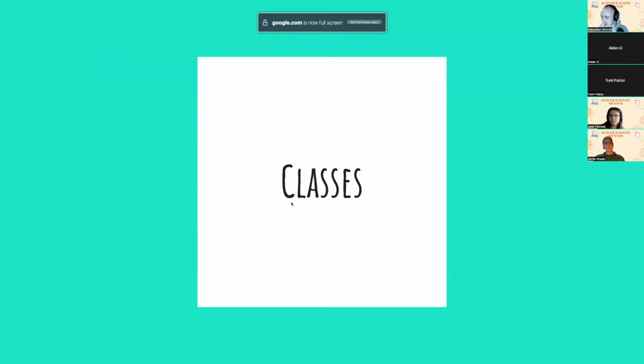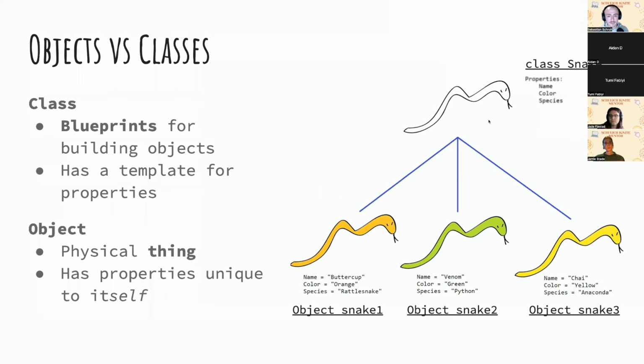Okay, so let's move on to classes here. The difference between an object versus a class can be a little confusing to start with because they can be kind of used interchangeably. But a class is more like a blueprint or a recipe for making an object, and it has templates for what you would expect to find in your object. And you can think of an object as like a physical thing that has properties unique to itself.